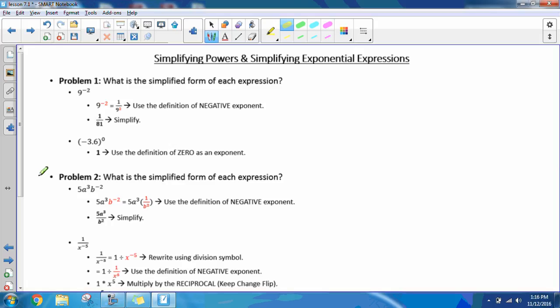Here's a problem. What is the simplified form of each expression? We have 9 to the negative second power. By definition of a negative exponent, I can rewrite this expression as 1 over 9 to the second power. Once you rewrite it, you can simplify it as 1 over 81. Negative 3.6 to the 0 power is always equal to 1, by definition of 0 as an exponent.